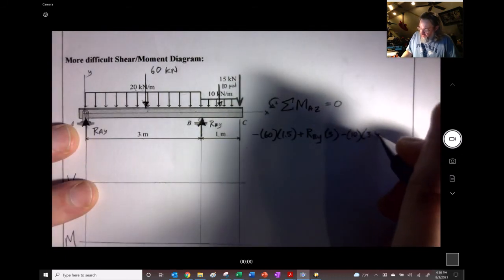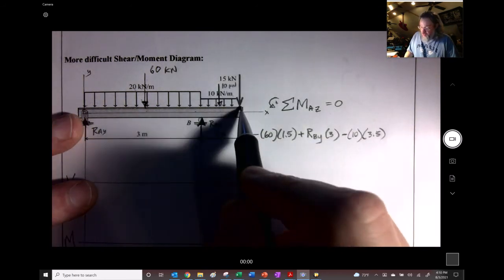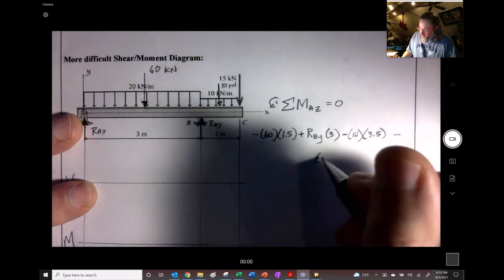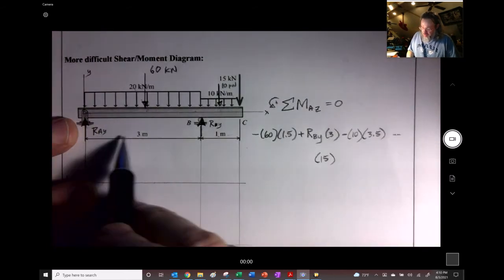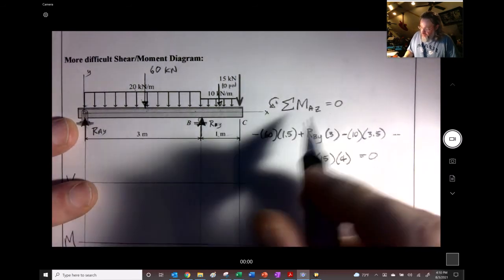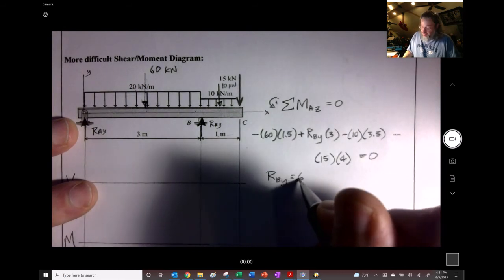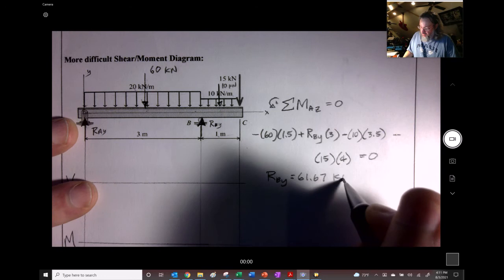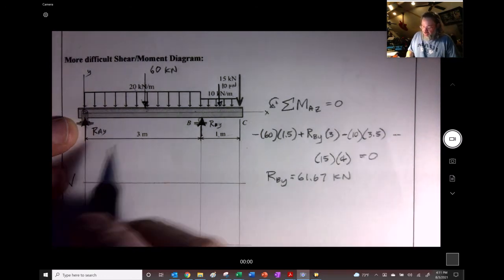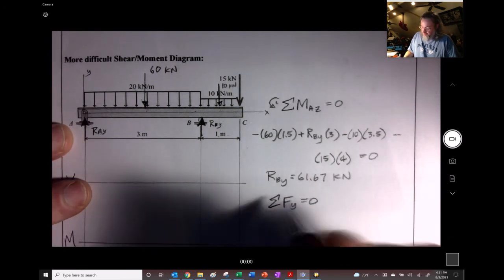So 3.5. We don't have enough room right in there, so I'm going to come over to this one. This one's once again clockwise, and that's 15 kilonewtons. And its distance is going to be 4, right? Equals 0. And we find RBY is going to be 61.67 kilonewtons upwards, right? Now we get to find this other reaction by taking the sum of the forces in the y direction.